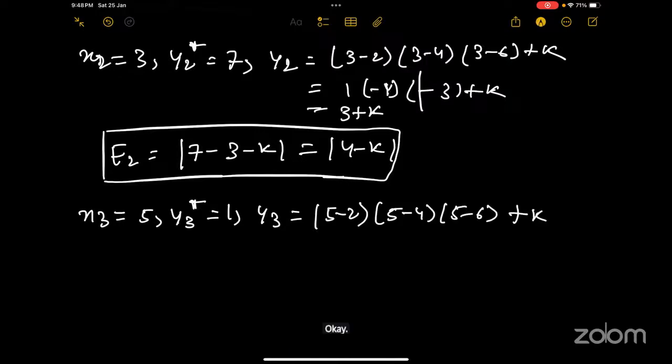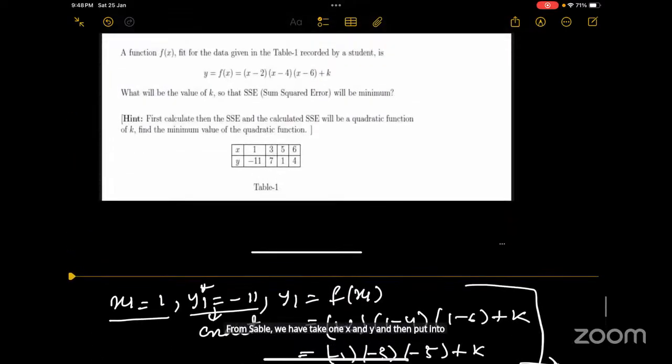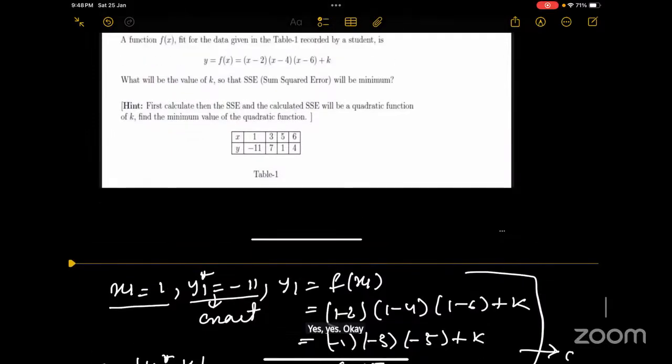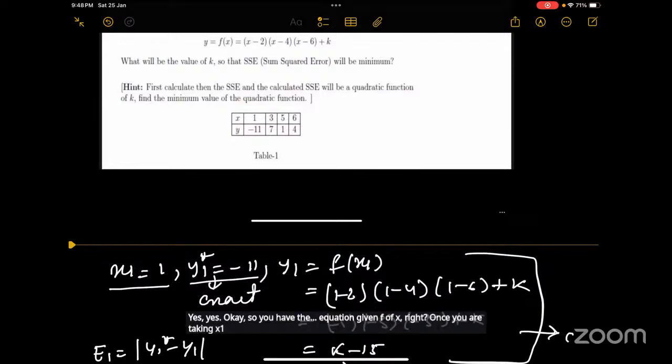Ma'am, from the table we have to take x1 and y1 and then put into the approximation, right? Yes. How to take this equation? Okay, so you have the equation given, f of x, right? Once you are taking x1, for x1 you will get the exact y1, which we are denoting as y1 star.